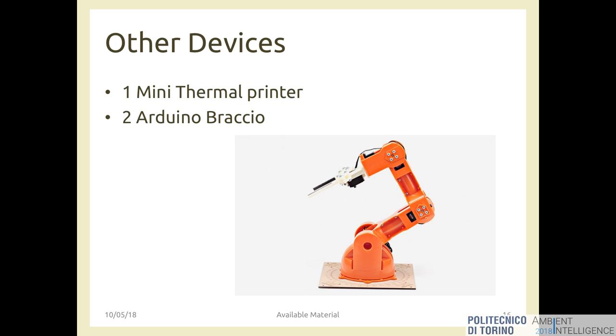And two of these are Arduino Braccio that are to be built, and they are just for Arduino. So you can put Arduino here in this small robot. It's more or less this size, the size that you see here. And you can just move this robotic arm. If you need it to pick something or to maintain something and move this object around, we have two of them, never used before.